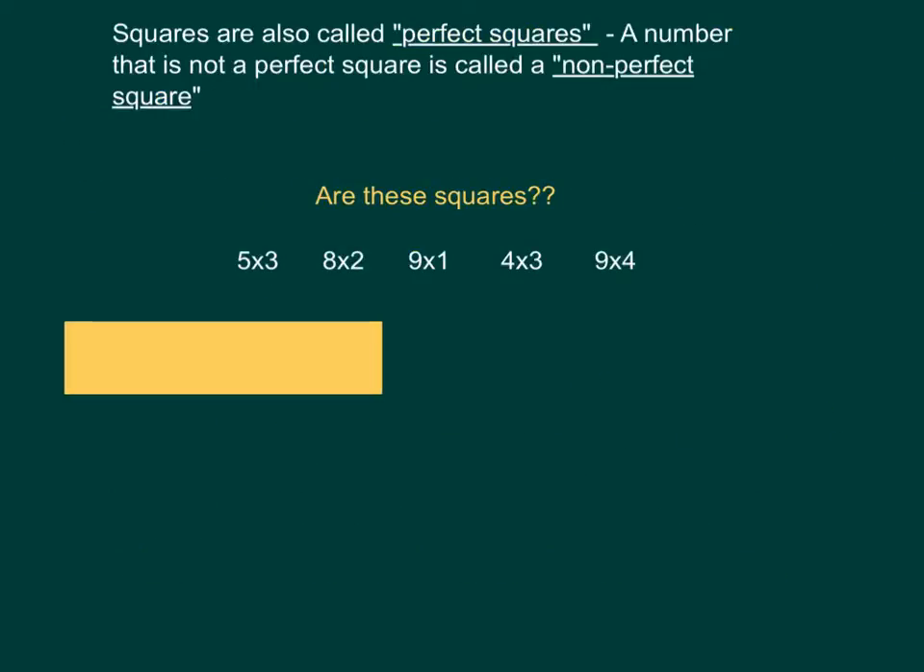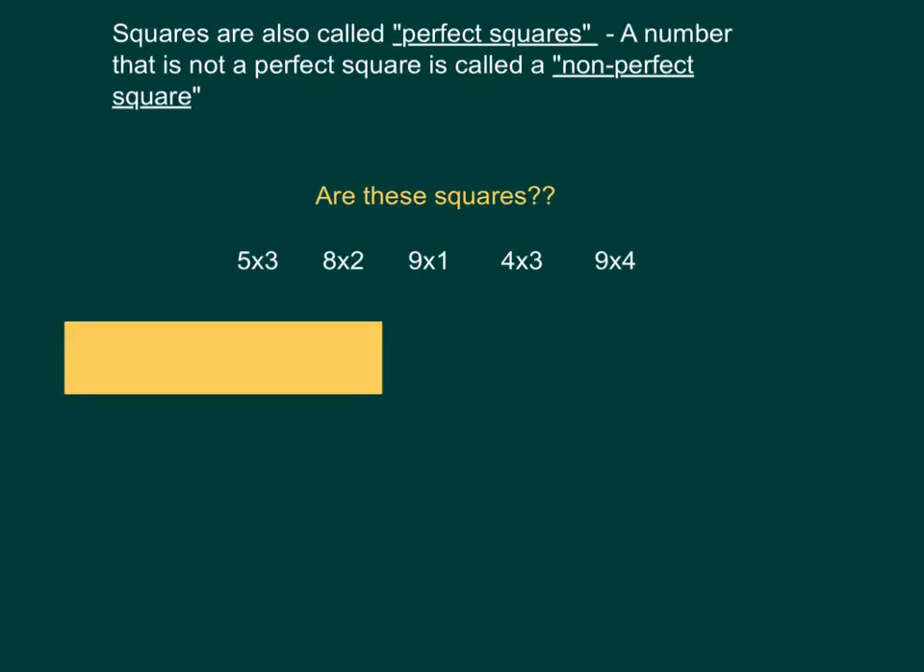Now squares are also called perfect squares. When you have a number that's not a perfect square, it's called a non-perfect square. Now the first thing we're going to look at is the multiplications down here. Are these numbers squares? Well, when we look at 5 times 3, 8 times 2, 9 times 1, 4 times 3, 9 times 4, we have to ask ourselves, are any of these numbers multiplied by themselves? And the answer is no.